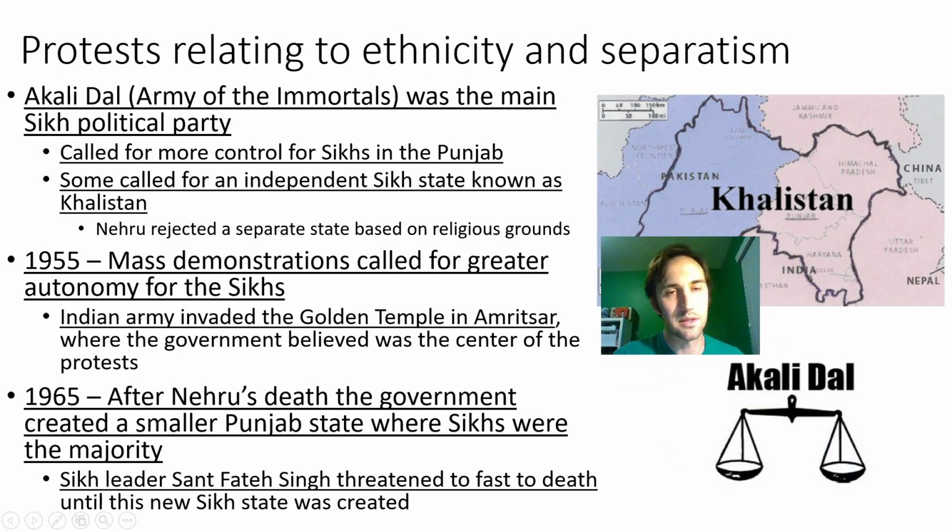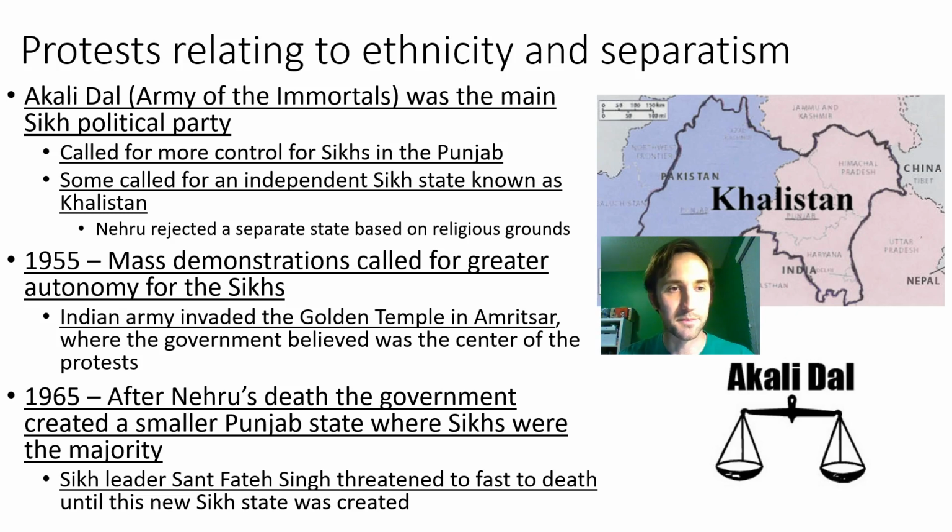And so Akali Dal, the Army of the Immortals, very cool name, was the main Sikh political party. They called for more control for Sikhs in their own state of the Punjab, and some went so far as to call for a completely independent country, an independent Sikh country known as Khalistan, Land of the Pure. Nehru rejected even their own separate state or province based on religious grounds. He didn't want further splits.